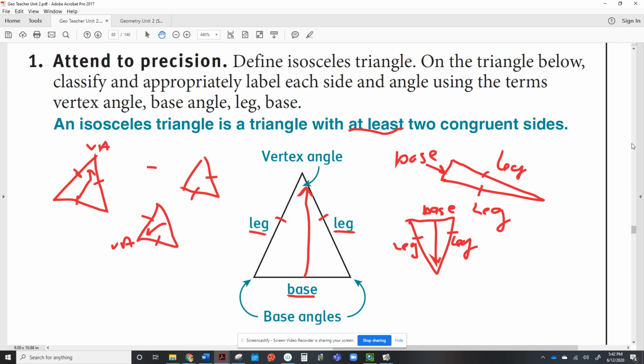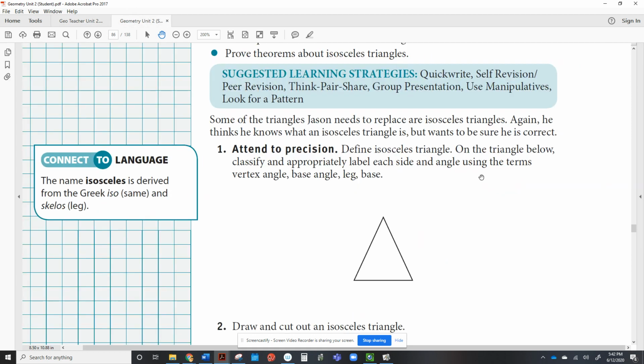These two angles down here, the ones that are adjacent, or made by a leg and a base, a leg and a base, those are called base angles. What I usually do is identify the vertex angle first, and then the other two are just called base angles. Or you could say it's the two angles that are formed in part by the base. So those are base angles. Okay, so that is the vocabulary.